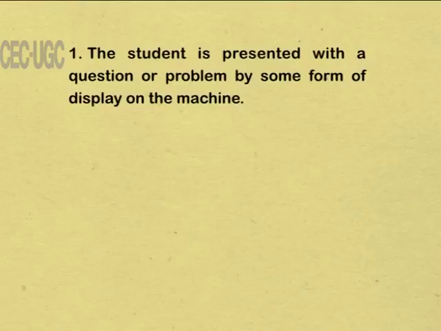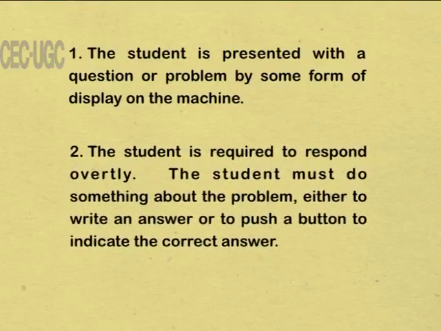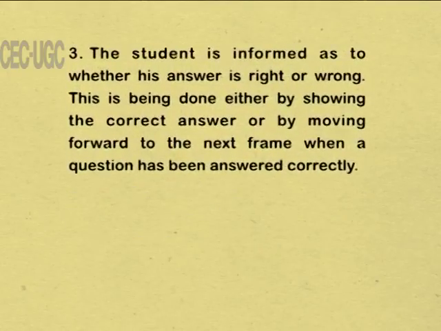The essential characteristics of the various teaching machines are as follows. First, the student is presented with a question or problem by some form of display on the machine. Second, the student is required to respond overtly. The student must do something about the problem, either write an answer or push a button to indicate the correct answer. Third, the student is informed as to whether his answer is right or wrong. This is done either by showing the correct answer or by moving forward to the next frame when a question has been answered correctly.